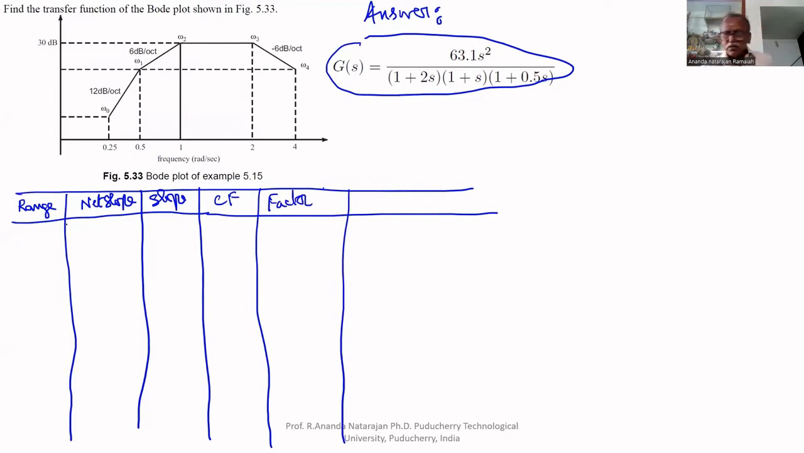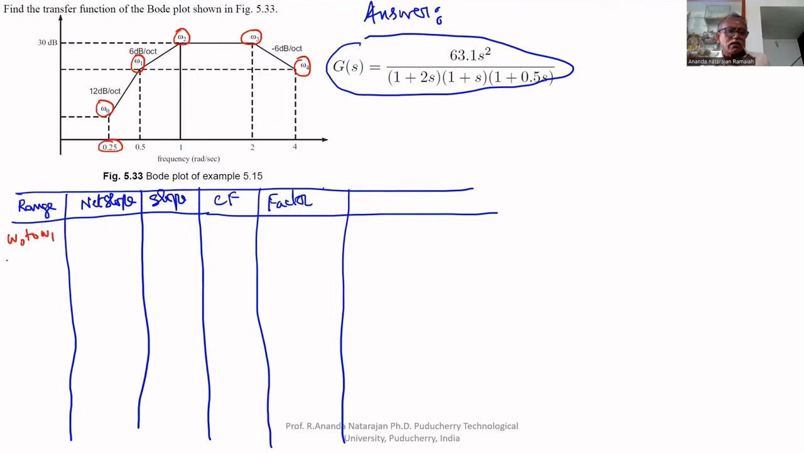This is omega 1. This is omega naught. Okay, let it be omega naught, omega 1, omega 2, omega 3, omega 4. Omega naught is 0.25. Omega naught and magnitude is 0.25. Here the range is omega naught to omega 1.